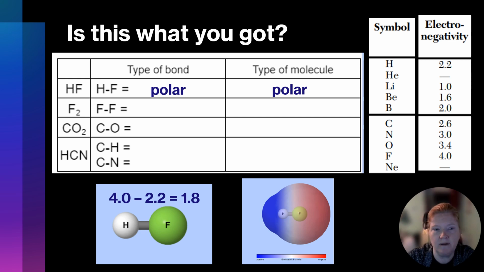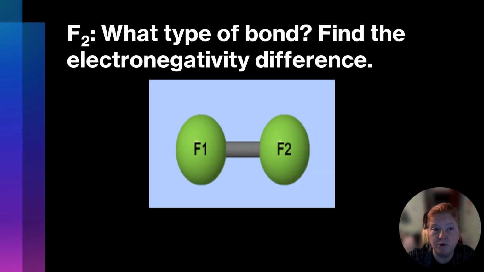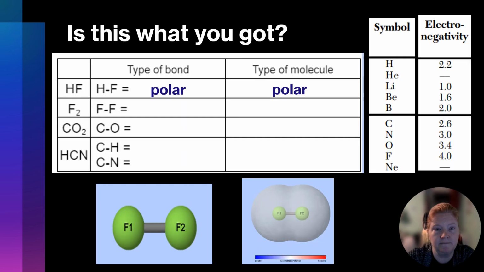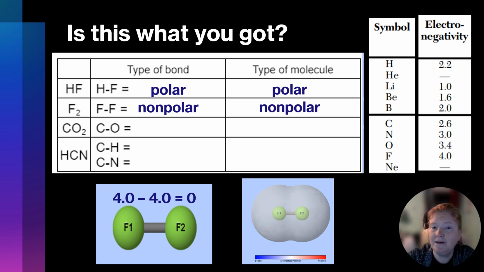All right, let's try another one. F2, what kind of bond? Find the electronegativity difference. What type of molecule is it? Look for symmetry in the charge distribution. All right, let's go over it. Is this what you got? That should have been your subtraction, which means obviously nonpolar. And what type of molecule? There's symmetry, so it's nonpolar.